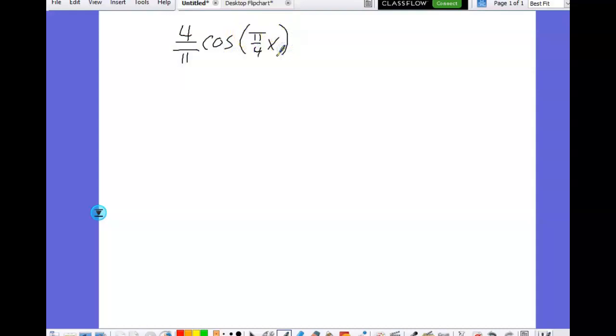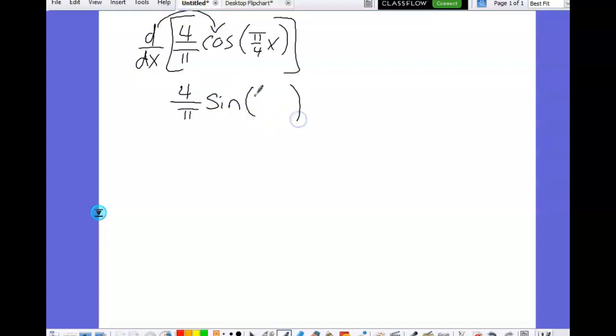Okay, so when I take the derivative of this expression here with respect to x, the constant's not going to change, so that just stays there. But the derivative of cosine is negative sine. And I'm going to put the negative in the front. I don't want to put it in here. It'll make it look like subtraction. Then we don't want to forget to do our chain rule, the derivative of the inside also. And so these cancel out, and you're left with this.